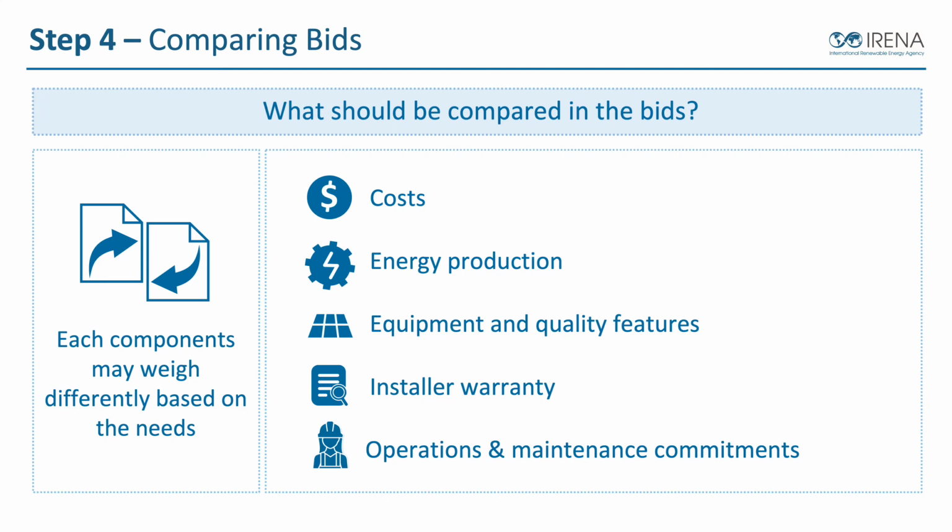So things we want to be comparing when we look at one bid to another is things like, of course, the cost. So what's the total installed cost? But there's a lot more details to it than just the cost itself. And I would be really cautious on looking at price only. Energy production is a big one as well. We need to compare the cost and the energy production.